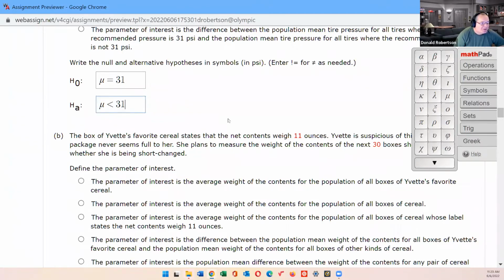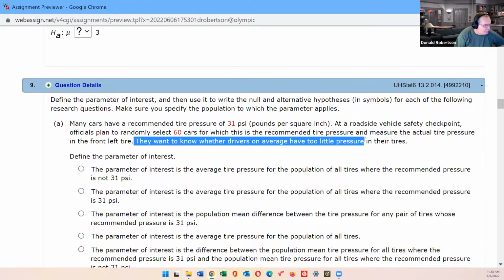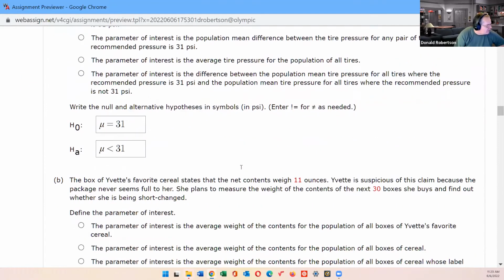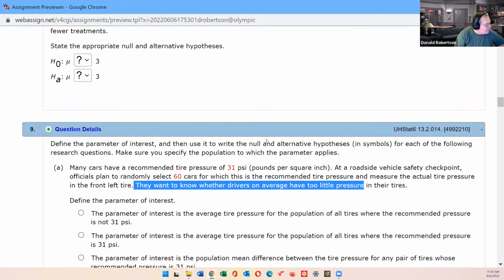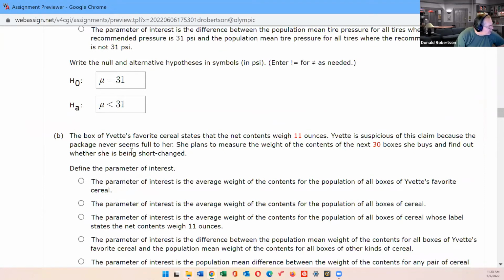Now, remind me, in the sentence up here, what do they want to prove, or know, if you want to use that word? They want to prove that there is too little pressure. They want to see if there's evidence of little, lesser. If they'd said they want to know whether drivers don't have that pressure, different from 31, too much or too little, but different, then I would have used the not equals in here.